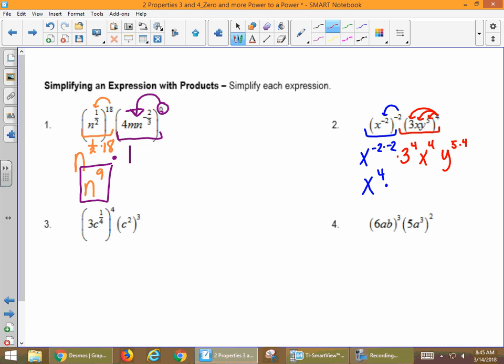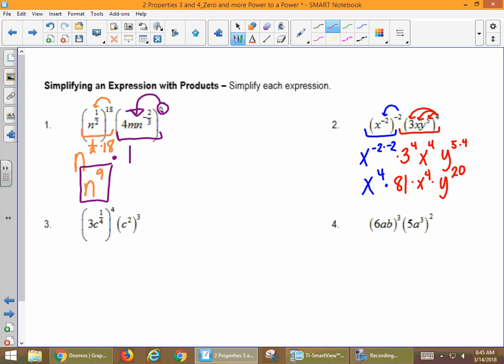Questions about that stuff? Lots of details, which is what makes exponent rules tricky. There are a lot of details. So what's 3 to the 4th? 81. I'm going to bring down x to the 4th, and y to the 5 times 4 is going to be y to the 20th.